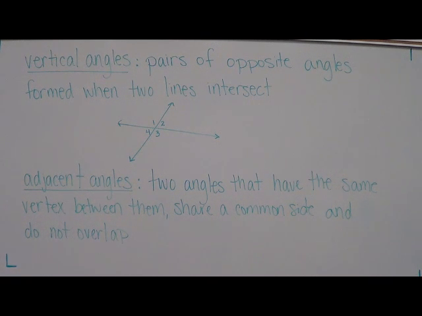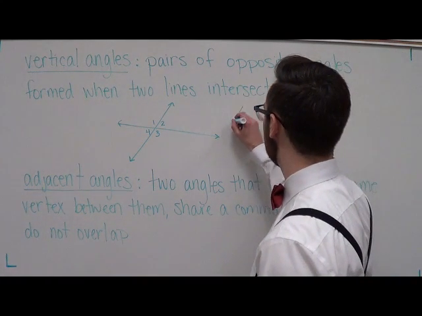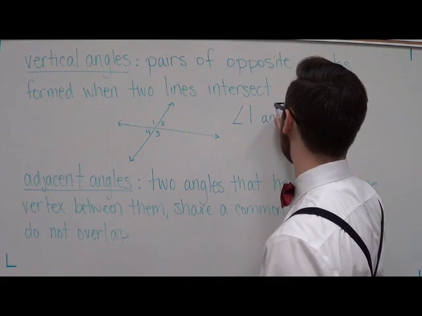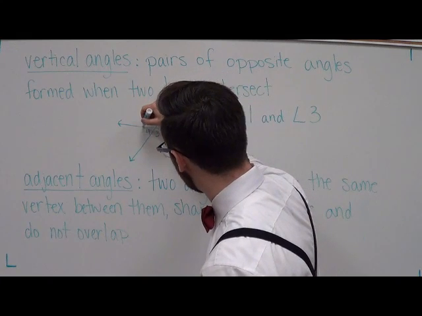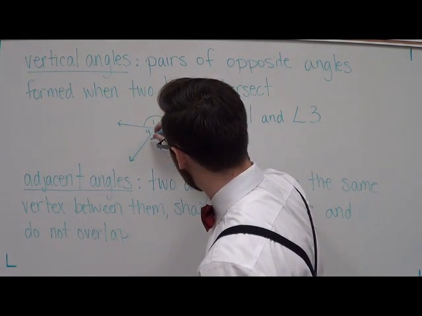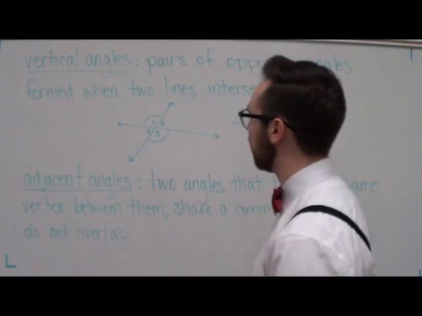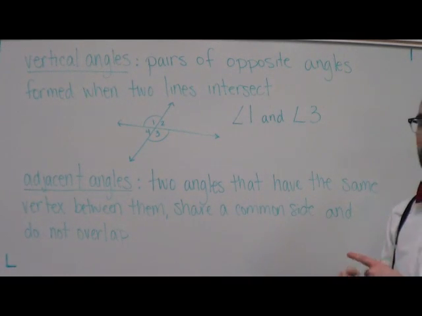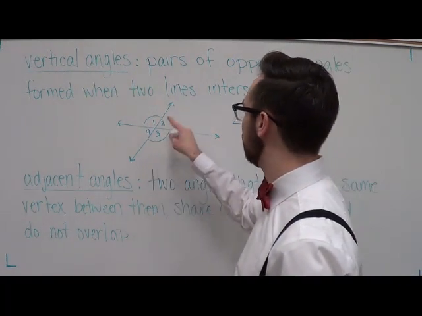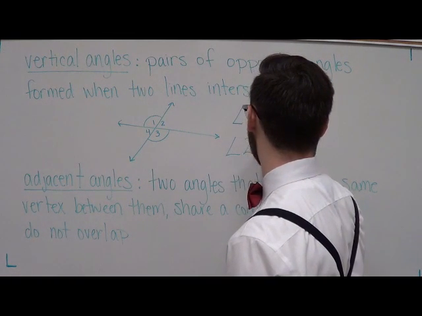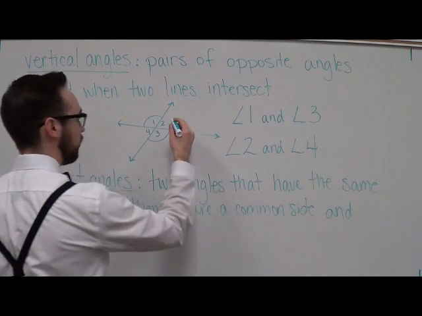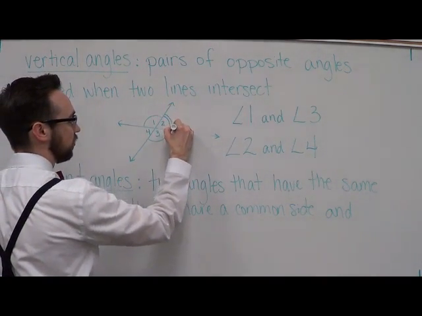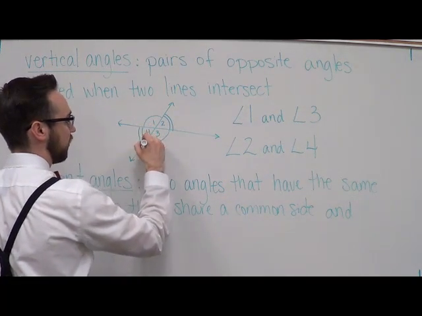The angles that are opposite from one another would be angle 1 and angle 3. So this angle and this angle are opposite, and they're formed by those two lines intersecting. And then 2 and 4 are also vertical angles. So angle 2 and angle 4 are vertical. I'm going to label those with double arcs in here so that they're different.